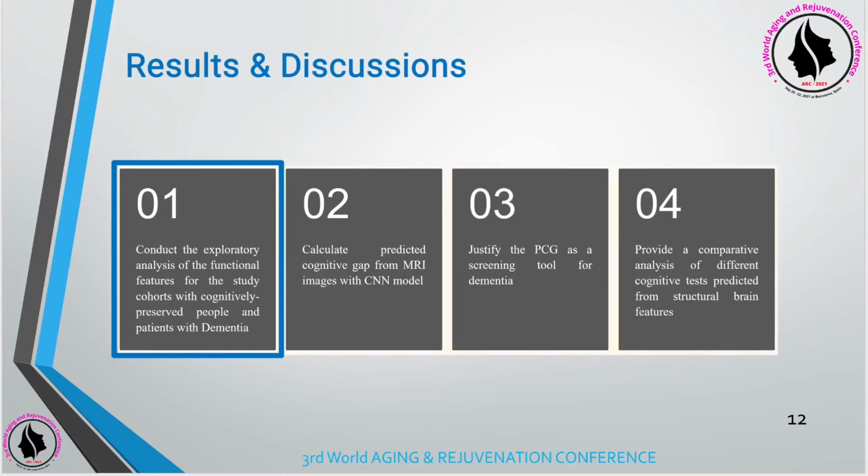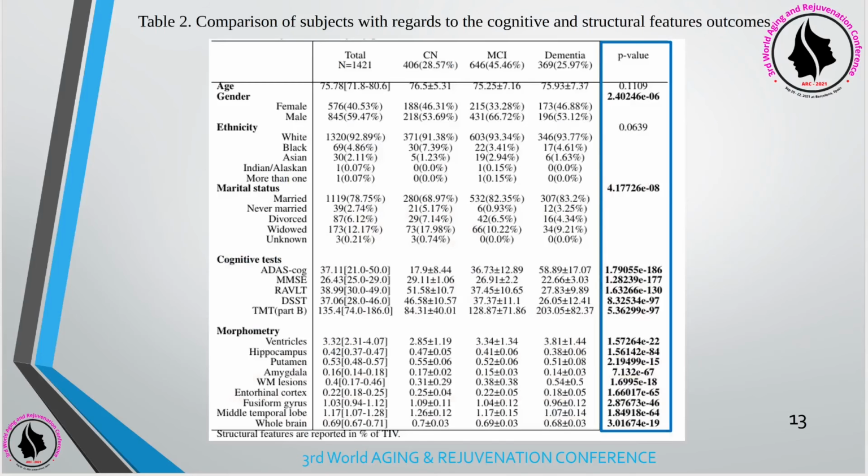Let us move to the results and discussion part. Our first objective was to conduct the exploratory analysis of functional and structural data. As we can see from Table 2, there are significant differences between cohorts in terms of structural and functional features. Meanwhile, cognitively preserved, MCI and dementia groups are not significantly different in terms of age.